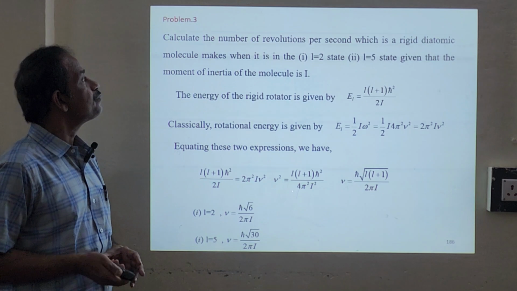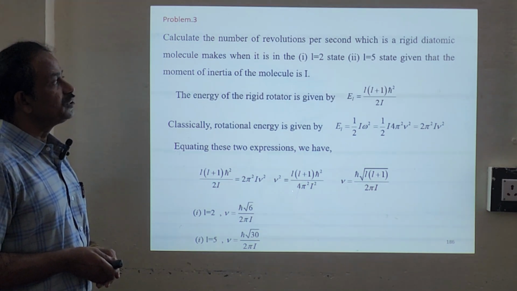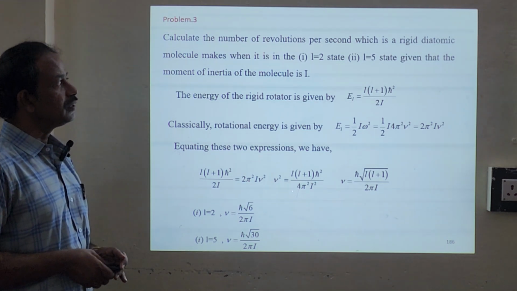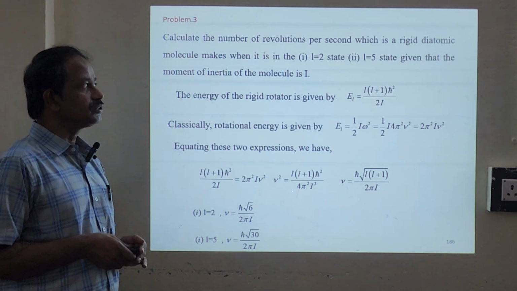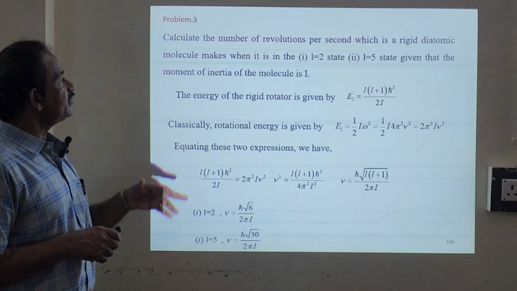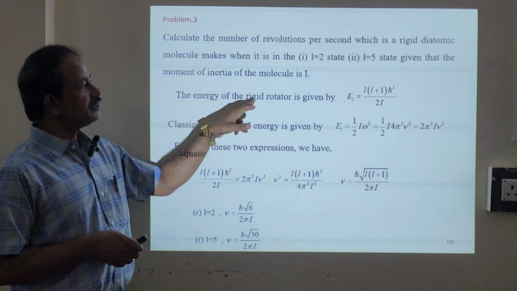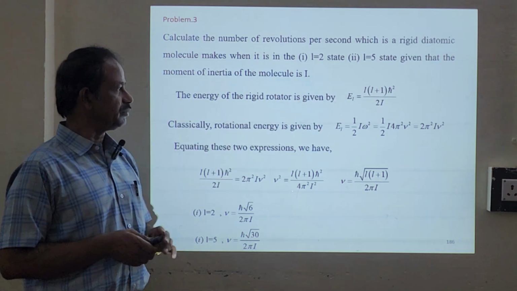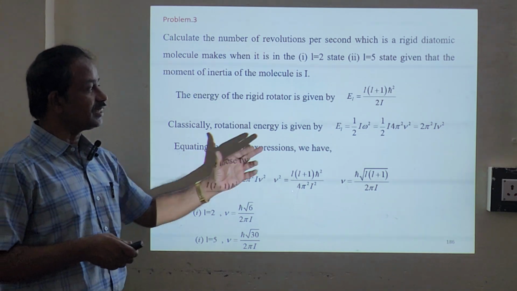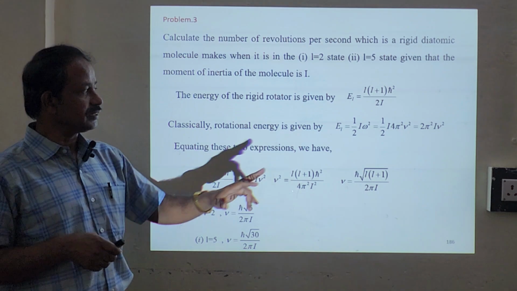I think we have converted into h bar. Okay, we'll see. So problem number 3. Calculate the number of revolutions per second which a rigid diatomic molecule makes when it is in the states L equals 2 and L equal to 5, given that the moment of inertia of the molecule is I. The energy of the rigid rotator is given by this expression, we know already. Now we are going to compare with the classical rotation energy. Classical rotation energy is given by E equals half I omega square.